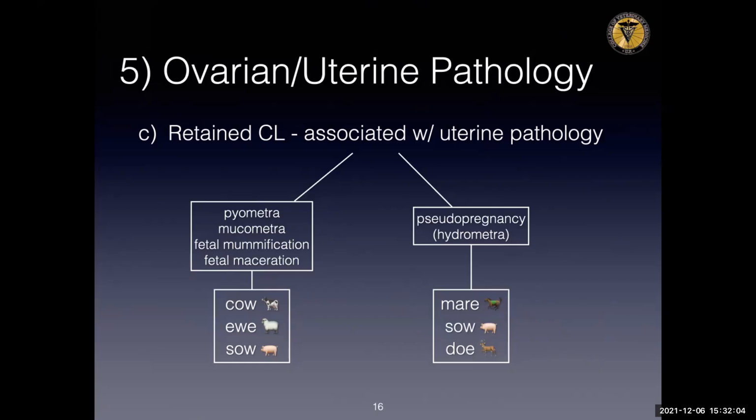But commonly for pseudopregnancy, we have the doe, the goats, okay? And then we also have the mares, okay? These are the three common farm animals that would suffer from hydrometra or pseudopregnancy. Okay, pseudopregnancy doesn't have to mean that the animal has been bred.